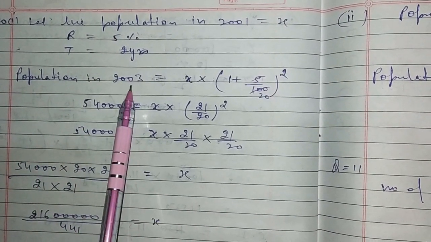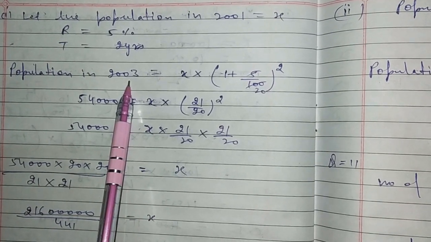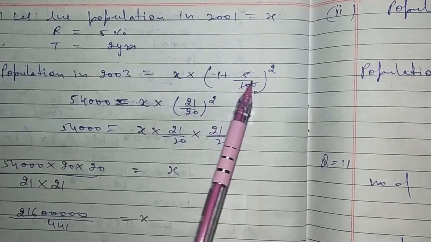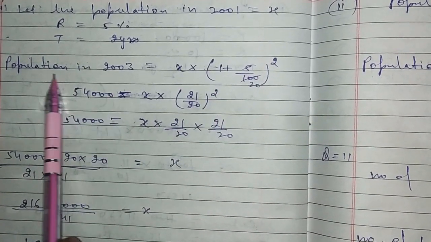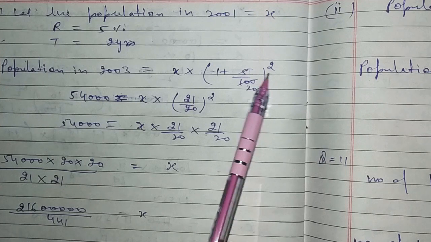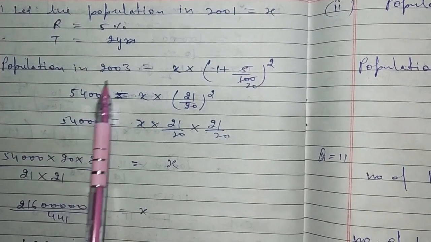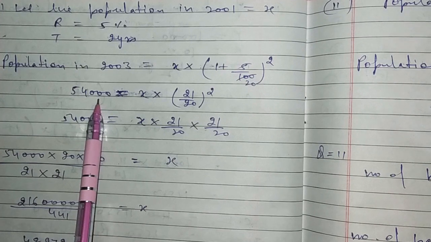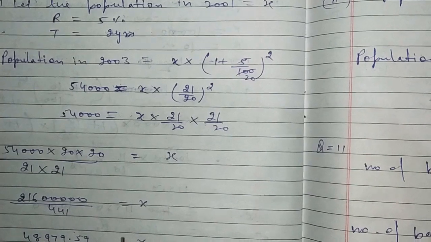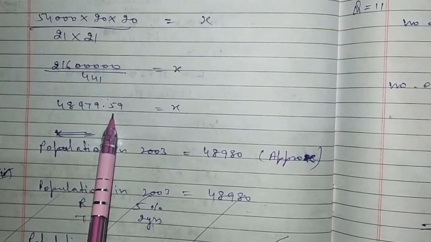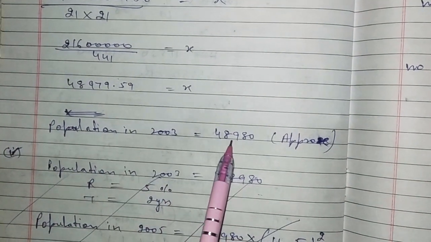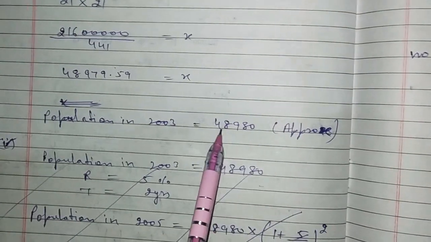So the population in 2003 is equivalent to the compound amount, if you compare it with the basic formula. Here X is principal, R we have 5%. So population in 2003 is equal to X into (1 + 5/100) power 2, as time is 2 years. So population in 2003 is 54,000. We have to find out the value of X. So solve this equation, you will get the value of X, that is 48,980 approx.